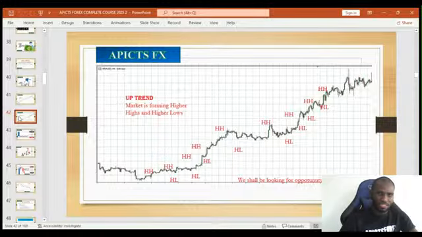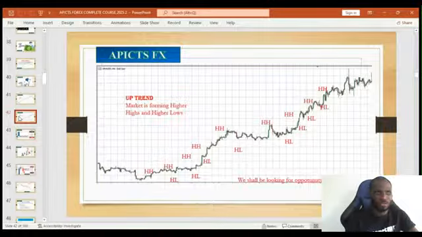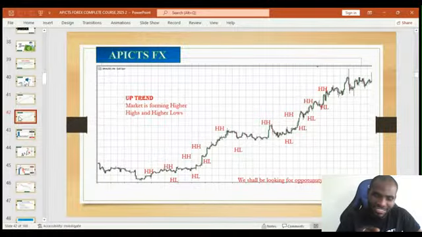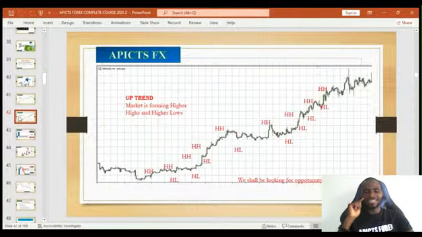Okay, I think so. The HH you can see on your screen is an abbreviation for higher high. Do you get? The HL represents higher low. The HH is higher high. The HL is higher low.